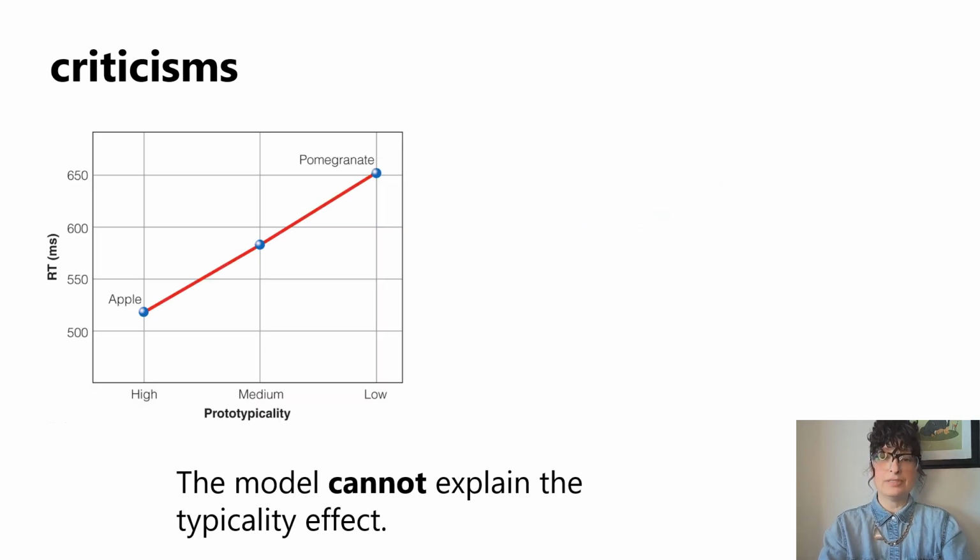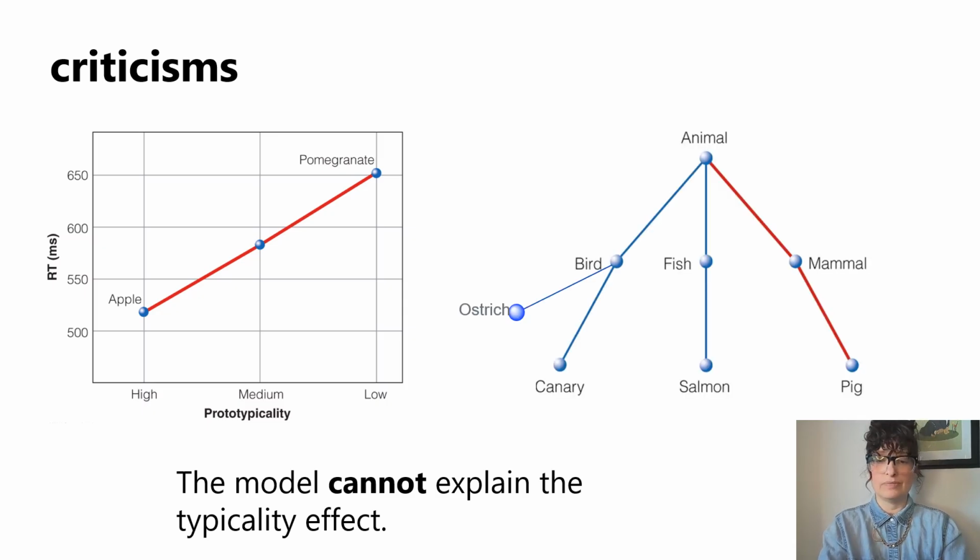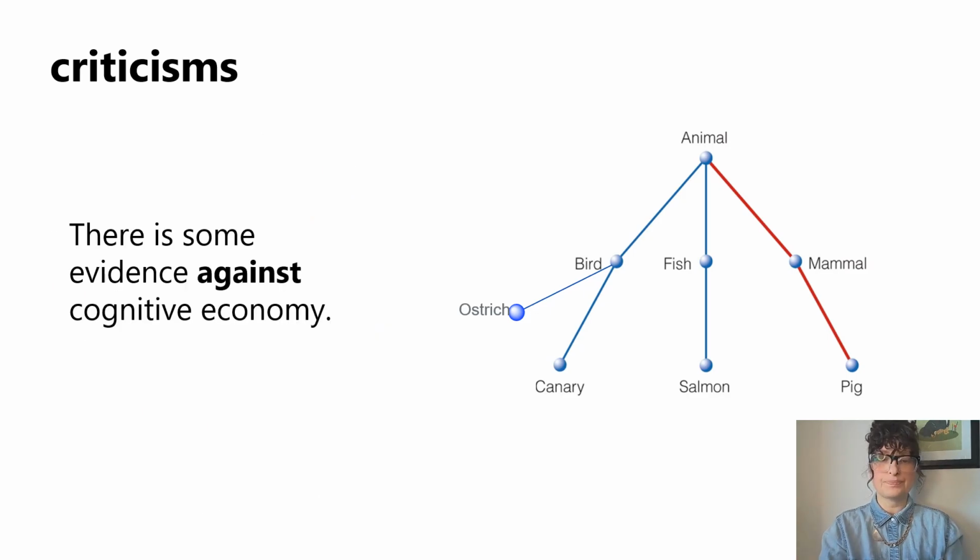But the first criticisms had to do with the typicality effect. Remember, this is the ability to judge highly prototypical objects more rapidly than less prototypical objects. And it turns out that a canary is a bird can be verified faster than an ostrich is a bird. But according to the model, these two questions should take exactly the same amount of time to verify. Or an apple is a fruit compared to a pomegranate is a fruit. That cannot be explained through Collins and Quillian's semantic network models.